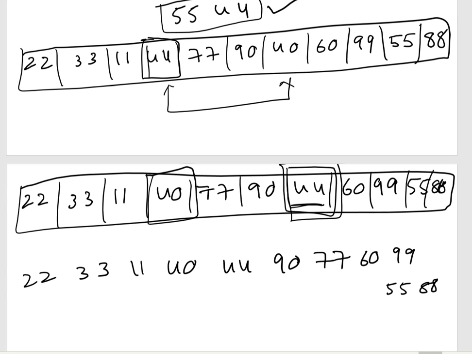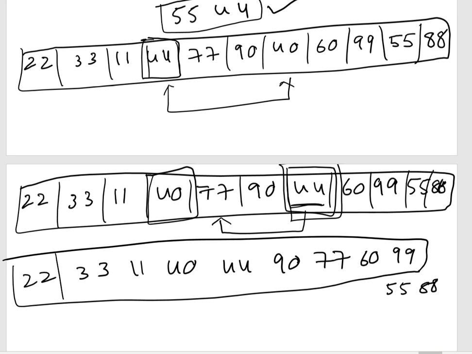Here what we have done? Here we swapped the 44 and 77 by performing the operation from the right side, right onwards. We have done this operation.